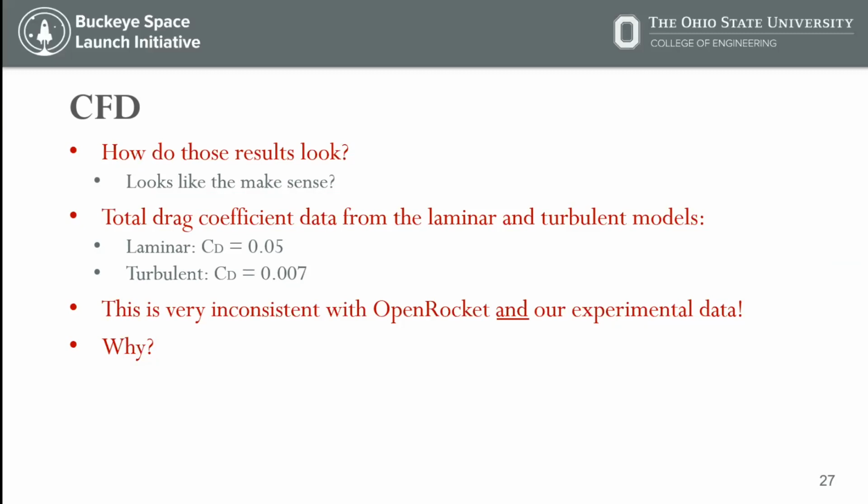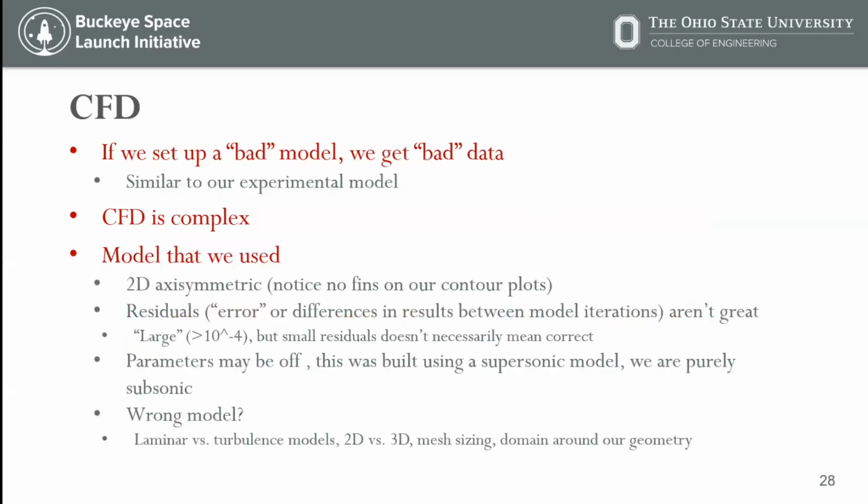So what is that telling us? Is that telling us that the OpenRocket model's wrong and all that historical data is wrong? Or is it telling us that maybe our model's not set up quite right and our experimental model was pretty bad too? And why would we see those differences? So if we set up a bad model, we get bad data, right?